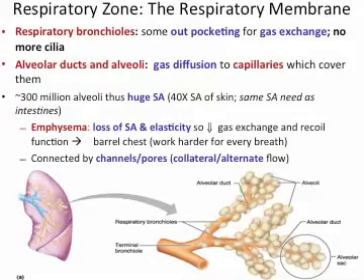The alveoli themselves are connected by channels and pores, so that if one alveolus becomes destroyed, airflow can go from that non-functional alveolus to another alveolus.